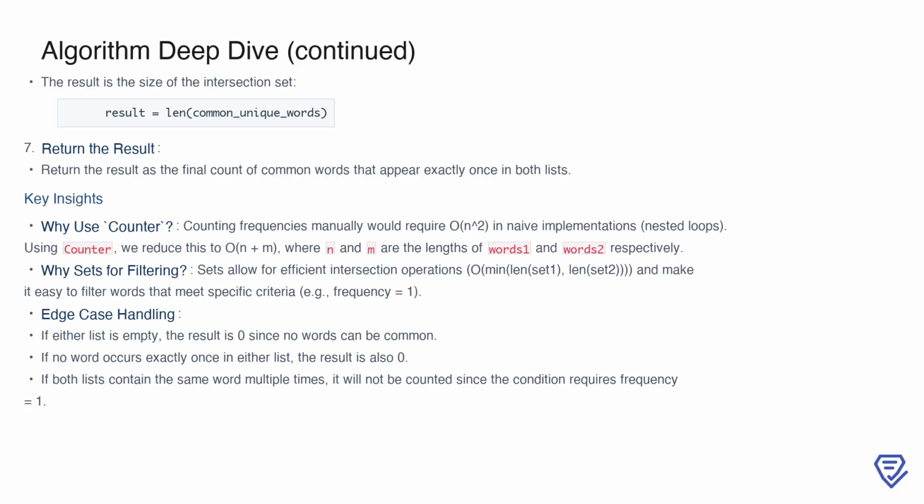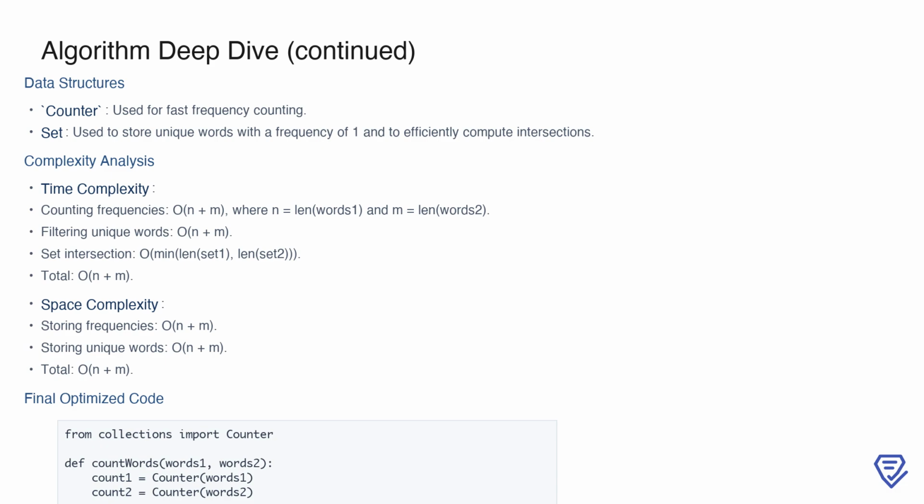We also handle edge cases effectively. For example, if either list is empty or if no word occurs exactly once in either list, the result is simply 0. This ensures that the solution is robust and handles all input scenarios gracefully. The algorithm relies on two main data structures, Counter for fast frequency counting and sets for storing unique words and computing intersections. Let's walk through the time and space complexity.